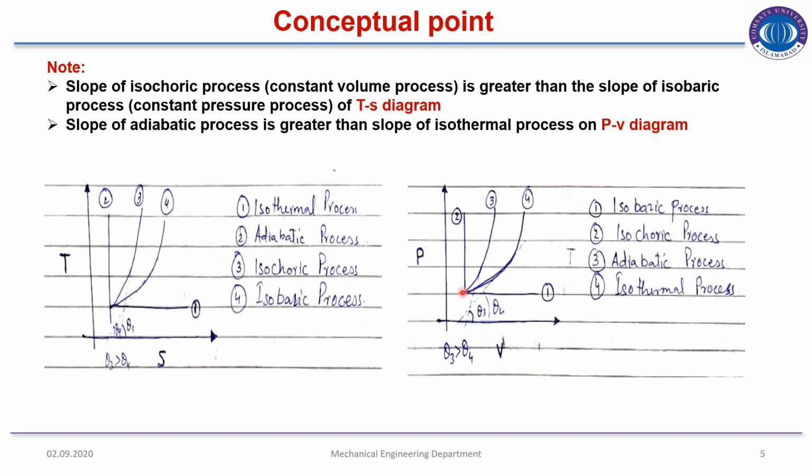The process that has a greater slope will be the adiabatic process. So process 3, the adiabatic one, you have measured the slope. The adiabatic process slope is represented by theta 3 and the isothermal process slope is represented by theta 4. Theta 3 is greater than theta 4. Therefore, the slope of an adiabatic process is greater than the slope of an isothermal process on a PV diagram.